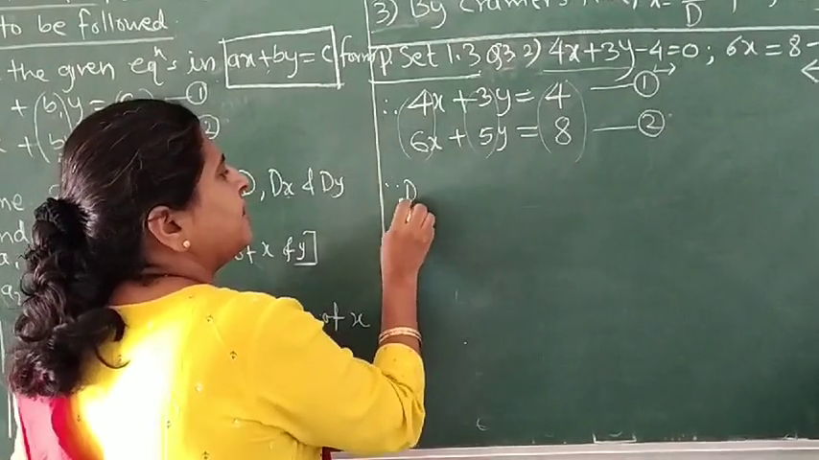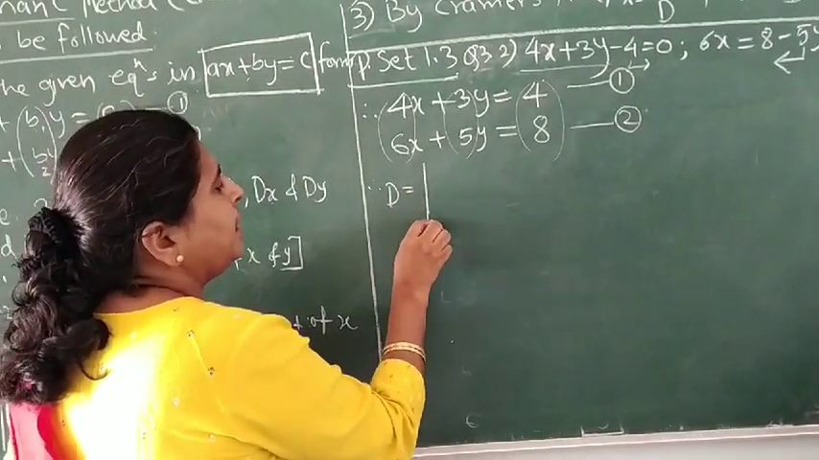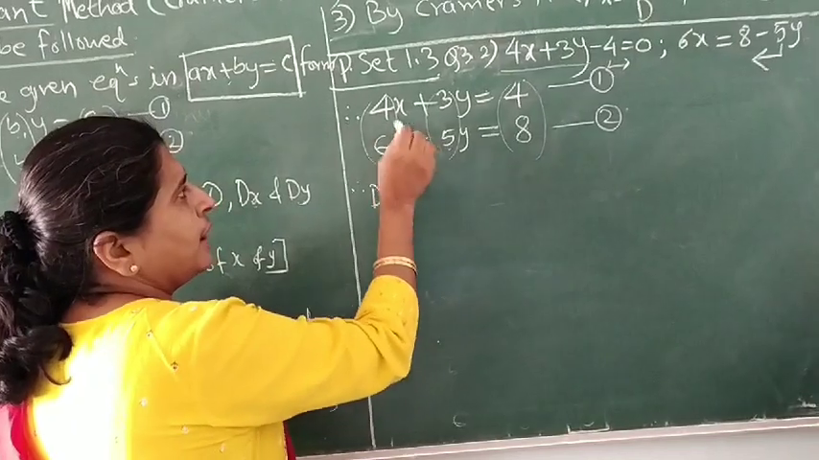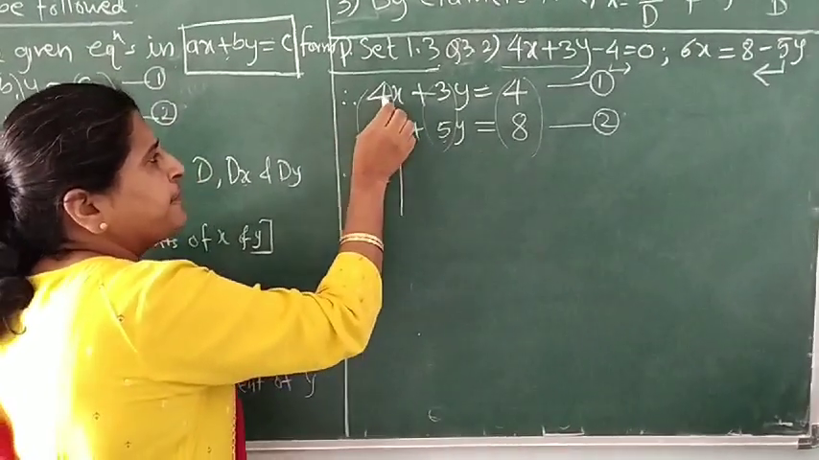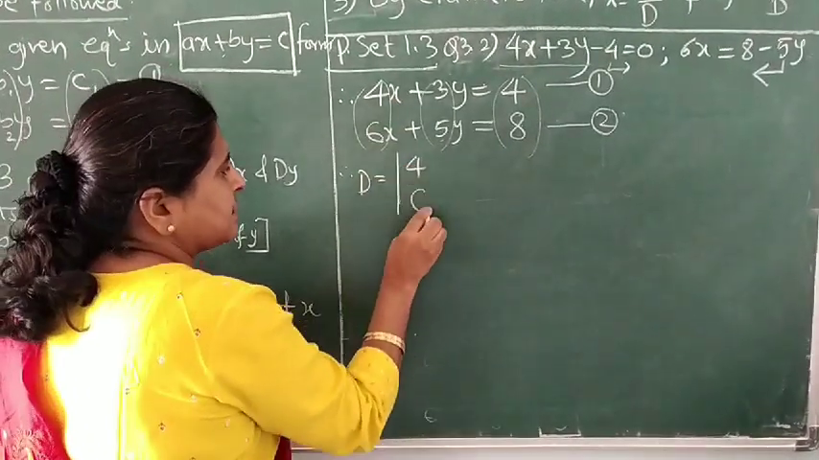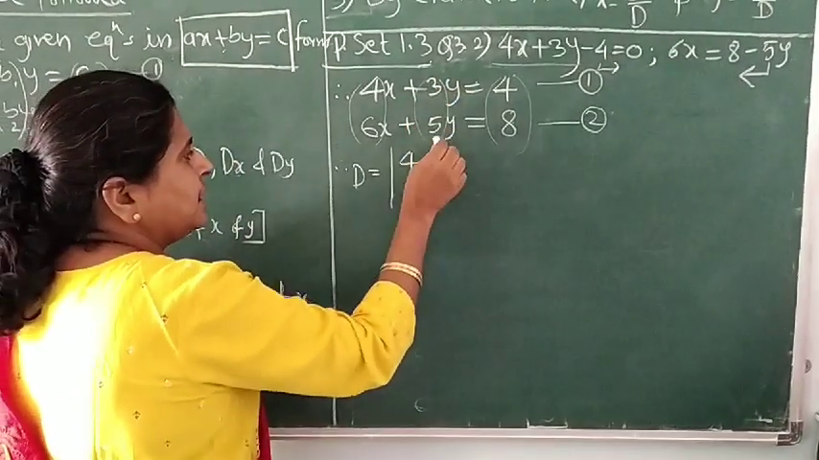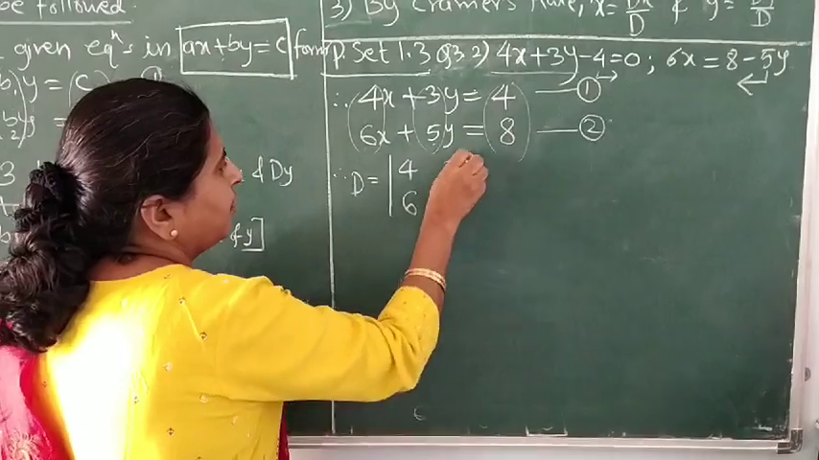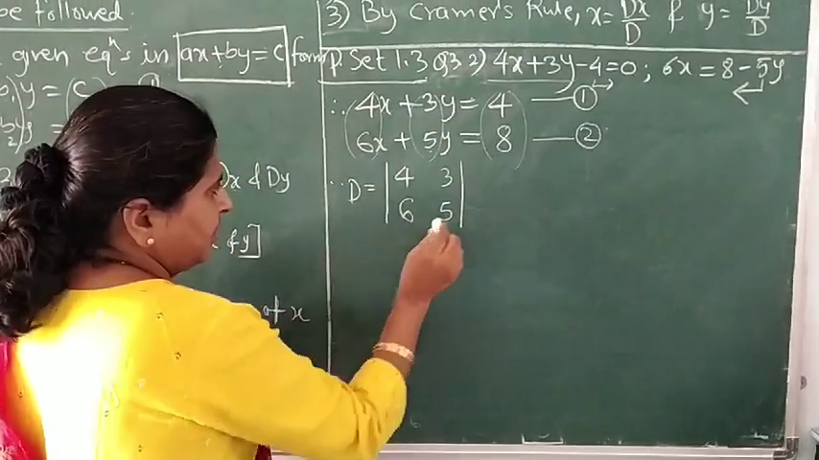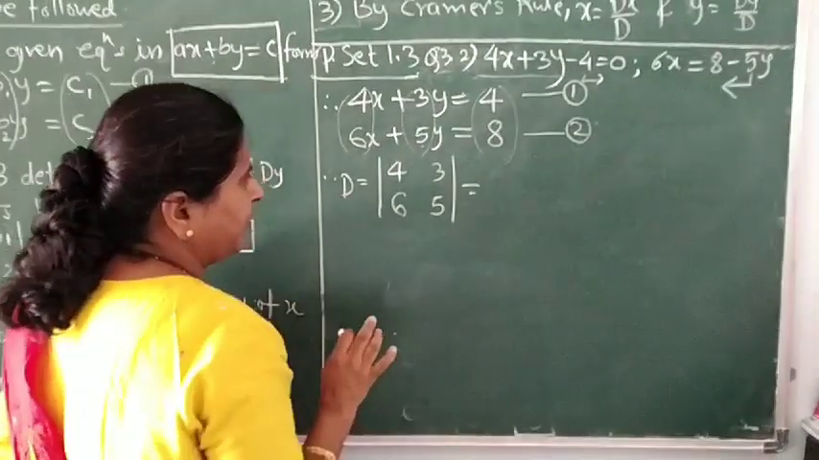Therefore, what is the determinant D? Well, determinant D is the coefficients of x and y, right? Columnwise 4, 6, like this, it will be easier. And coefficients of y, that is 3 and 5. Okay. Let's write this determinant. We will find its value in front of this.